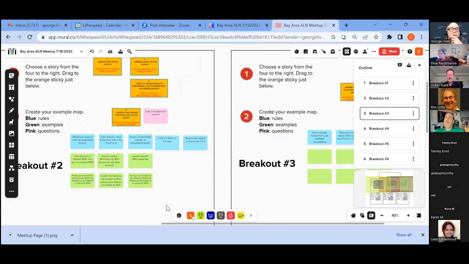Okay, so withdrawn amount matches, can't transfer more funds, choice of immediate transfer or scheduled transfer, can't schedule in the past, have to be logged into your account. Very rule-like, yeah.